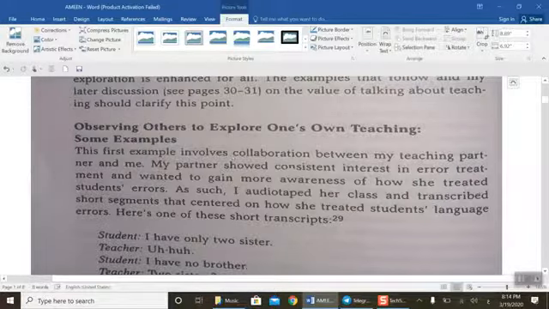The first example involves collaboration between my teaching partner and me. My partner showed consistent interest in error treatment and wanted to gain more awareness of how she treated students' errors. So what is the subject? How to treat students' errors. For example, students make grammatical errors. How to treat the students' errors. For example, I with Mr. Ali, I see Mr. Ali, how he treats errors.